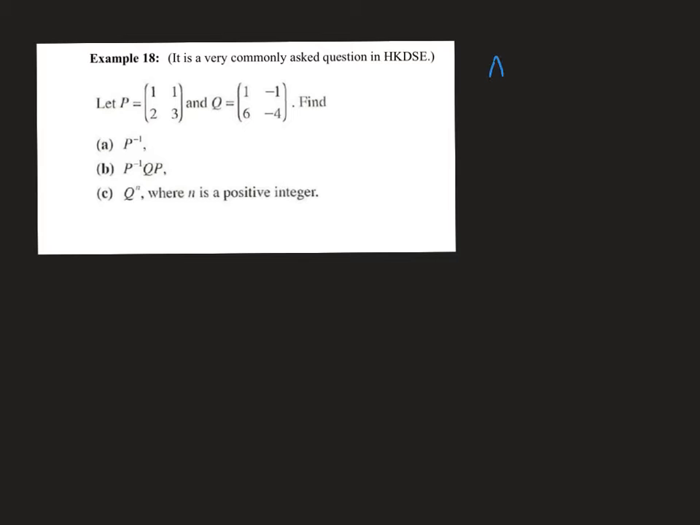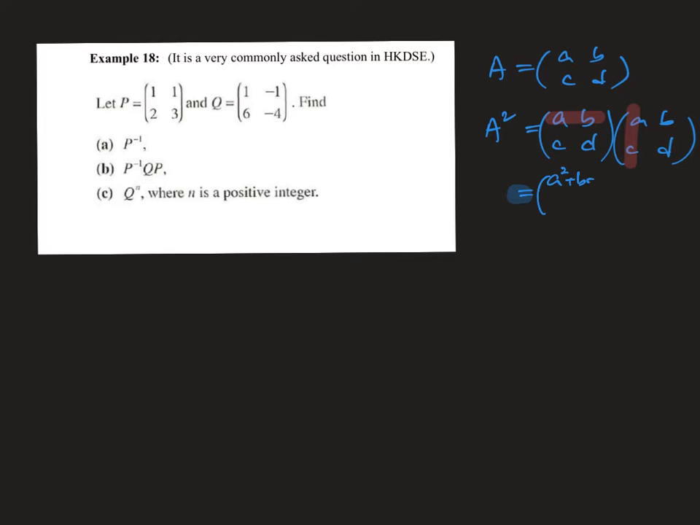For example, if you have a matrix A, which is called ABCD, in order to find A squared, it would be ABCD multiplied by ABCD. You need to write the two matrices separately, and afterward you find each entry by multiplying horizontally by vertically. For example, this gives you a squared plus bc. Similarly, you can have ab multiplied by bd, which gives you ab plus bd, etc.